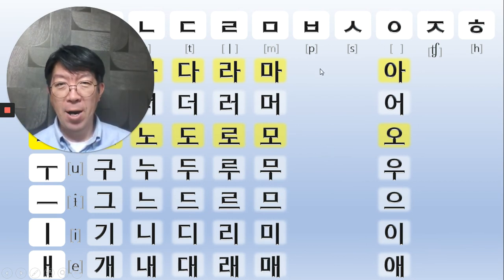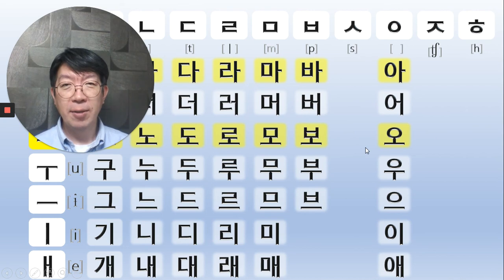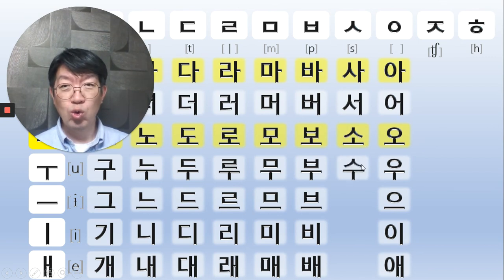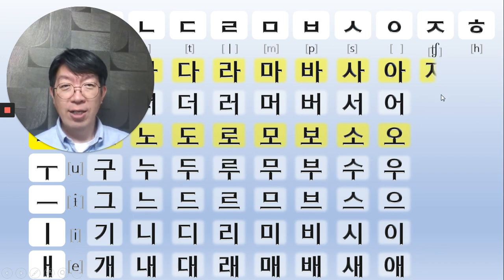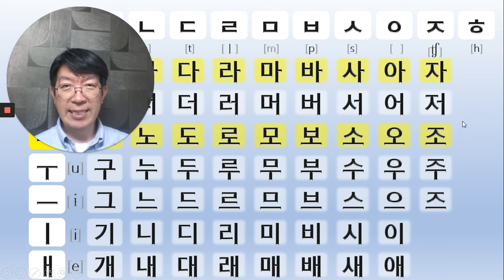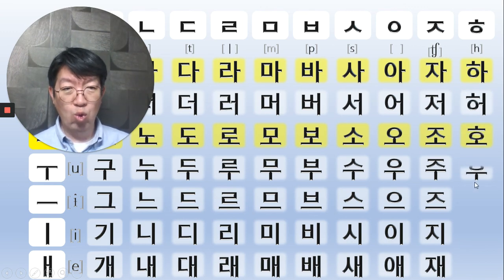How about this one? Pa, also lips. Ba, bo, bu, be. And S: sa, so, su, si, se. This is J: ja, jo, ju, ji, je. H: ha, ho, hu, hi, he.